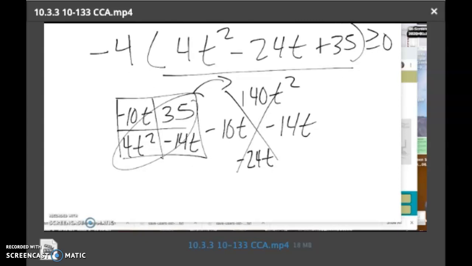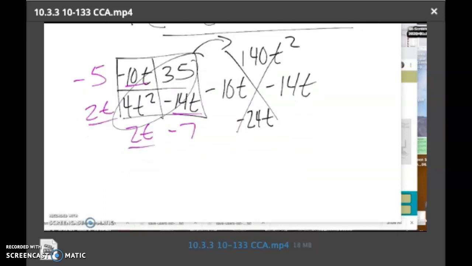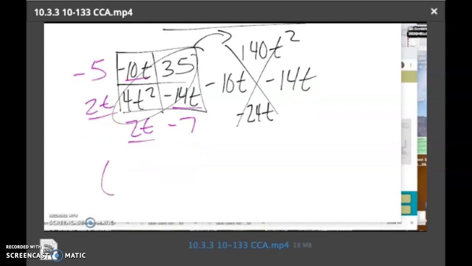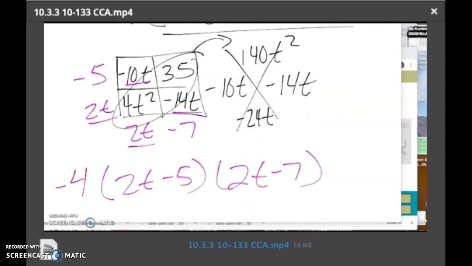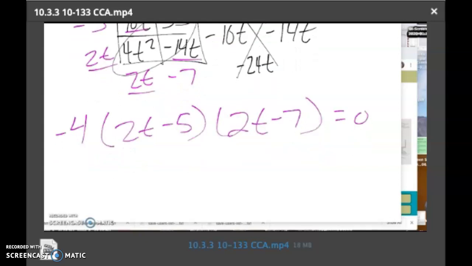And then let's see how to figure out the dimensions of this generic rectangle. So I know that 2t goes into both 4t squared and negative 10t. So this is going to be 2t and 2t. And then 2t times negative 5 is going to give me those negative 10t's. 2t times negative 7 is going to give me those negative 14t's. So now written are my factors. Remember, I have that negative 4 that I factored out. And I'm going to set each of these equal to 0.